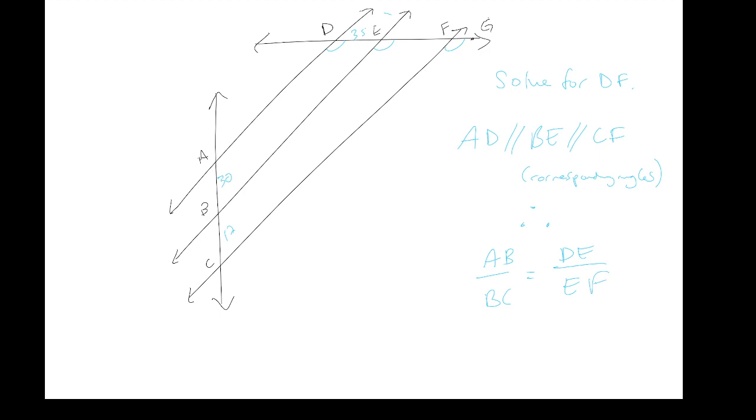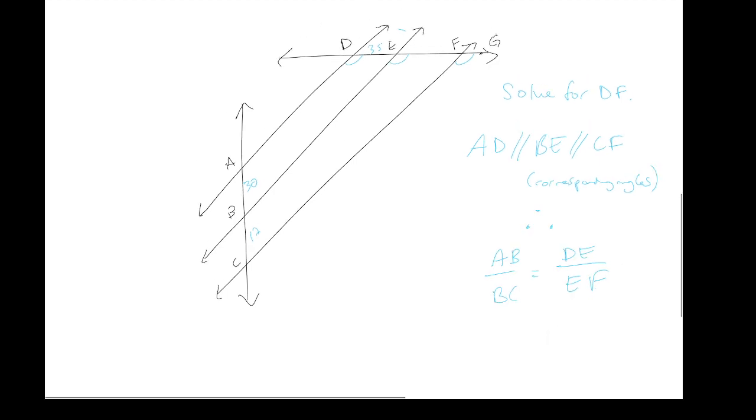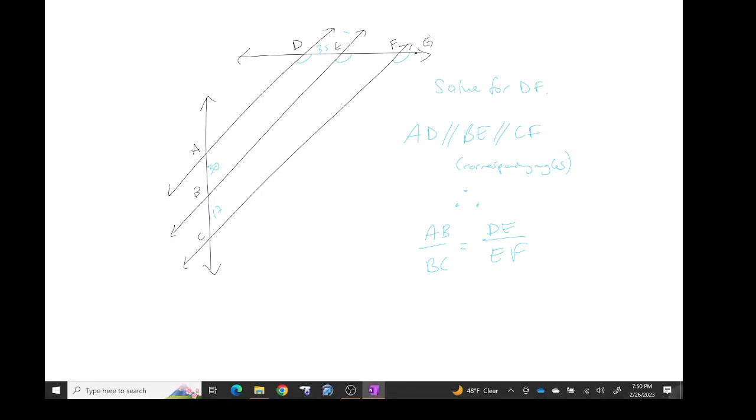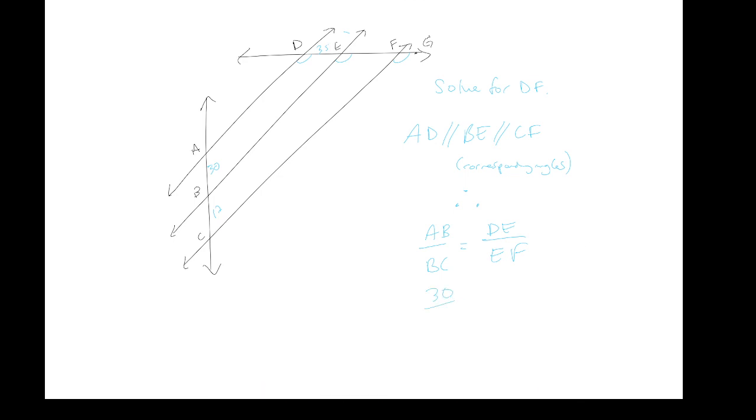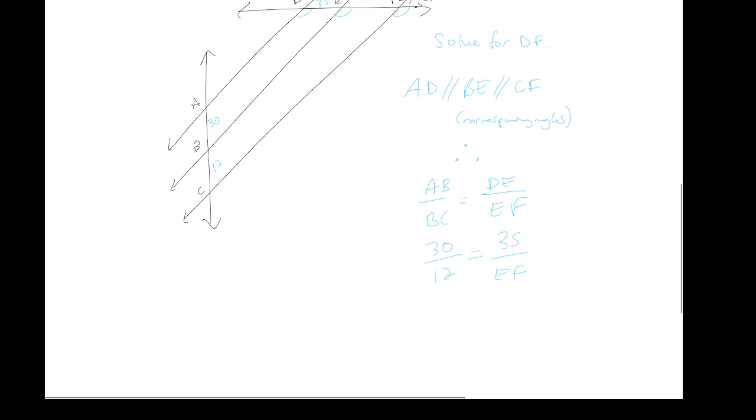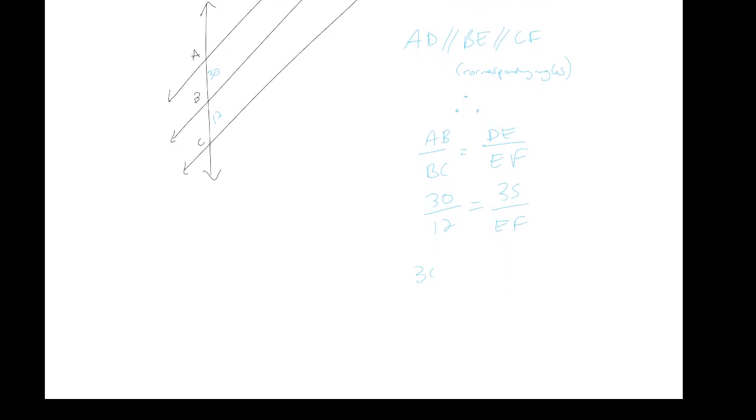So in order to solve for DF, we're going to have to solve for EF first. So let's go ahead and create that proportion. So we'll have 30 to 12 is equal to 35 to EF. Take a cross product, right? So 30 times EF is equal to 12 times 35, which is 420. We'll divide by 30 on both sides, and we'll get that EF is equal to 14.